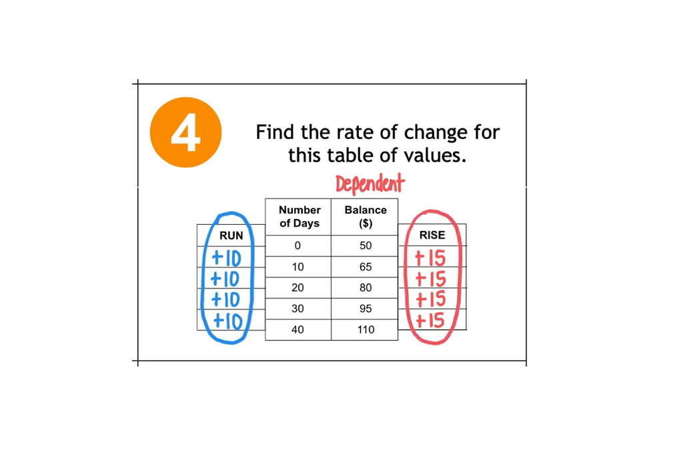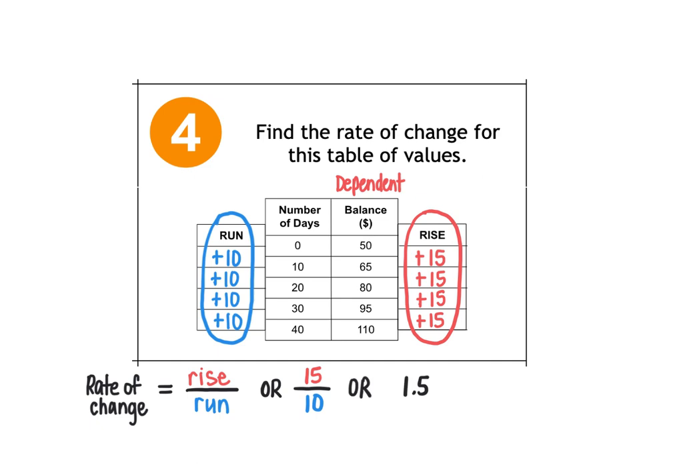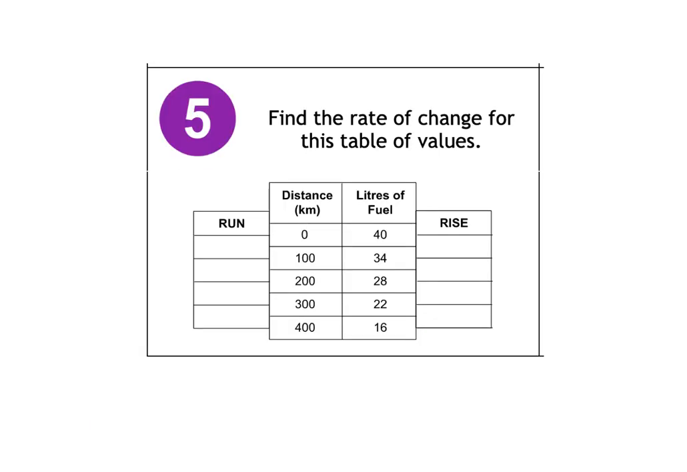We can use our formula, rate of change is equal to rise divided by run, to determine the rate of change. When we do 15 divided by 10, we get 1.5, or $1.50 per day. This is our rate of change.